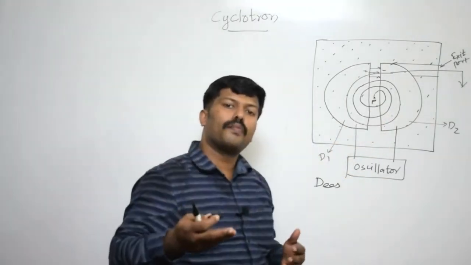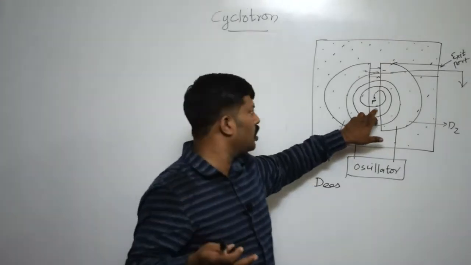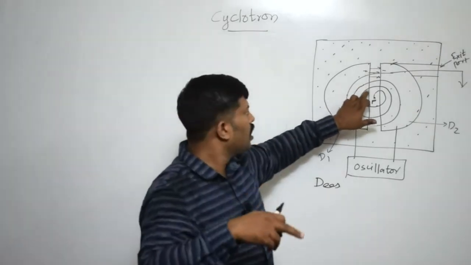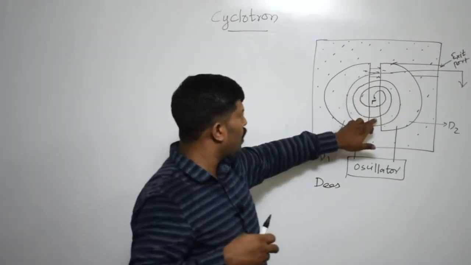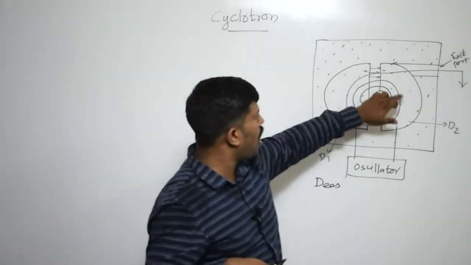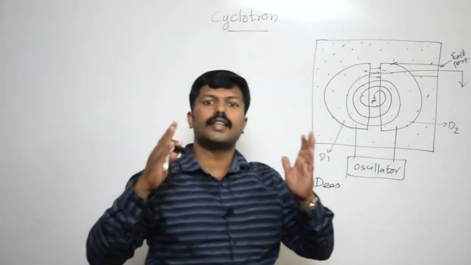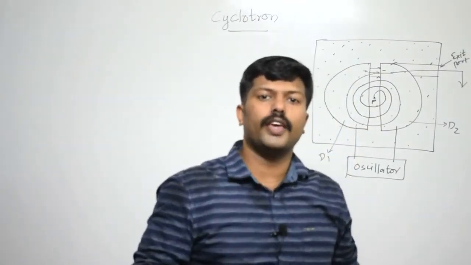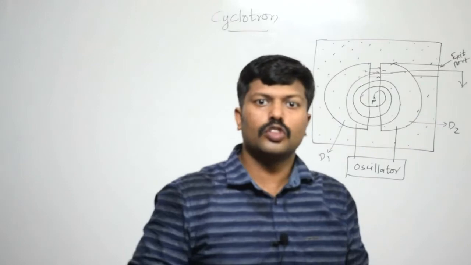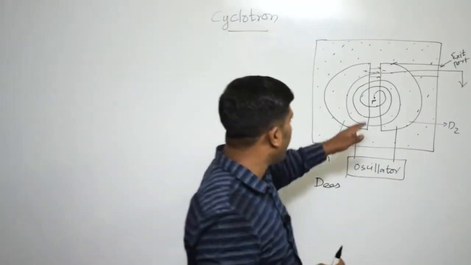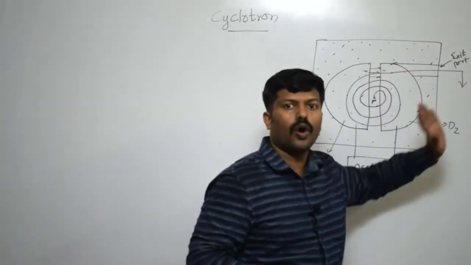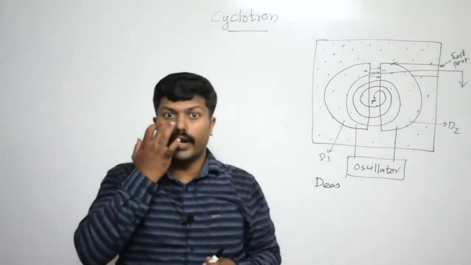Again it comes out of the D structure at this point. Once again it is acted upon by the electric field, so it gains some energy, and inside the magnetic field it takes a circular path. Again it comes out, gains energy, takes a circular path of greater radius, comes out, gains some energy, takes a larger radius. Once it attains a certain amount of energy, it goes out of the setup as a highly energized charged particle. So this is how a cyclotron works. Once it attains the energy, there is a deflecting plate over here, it deflects it and it goes out of the exit port, and this is how it works.